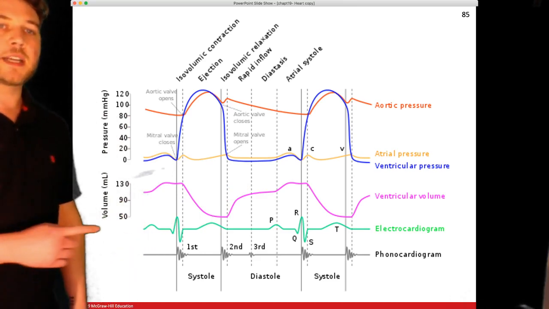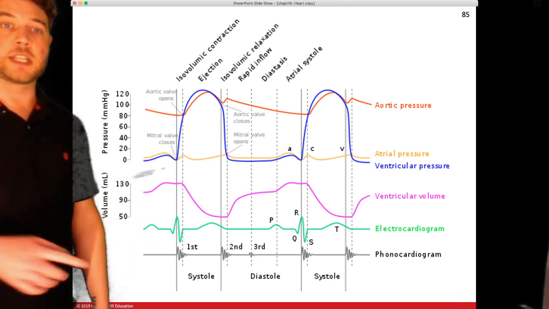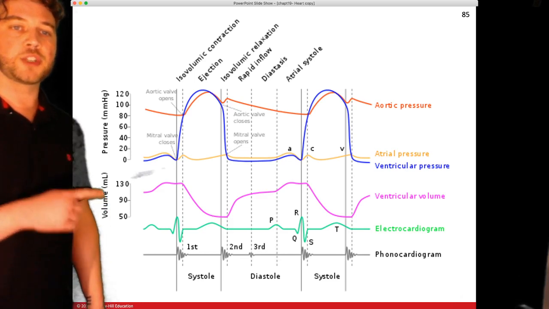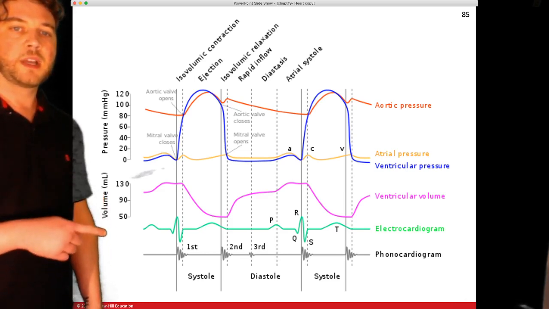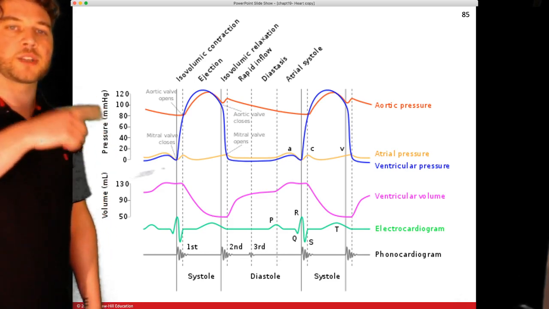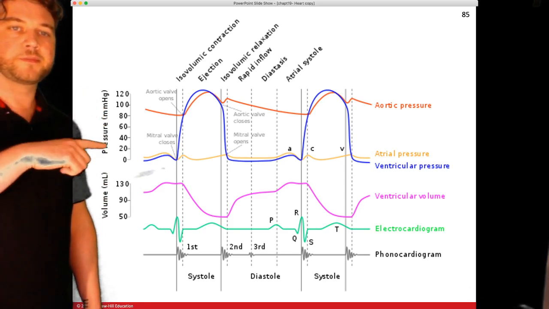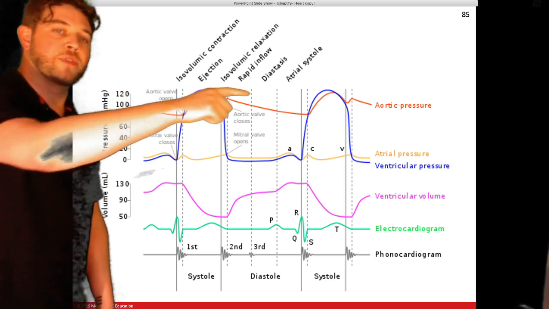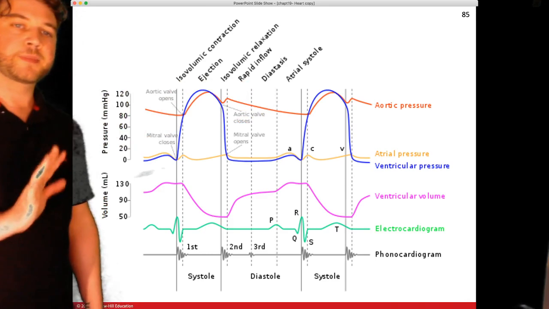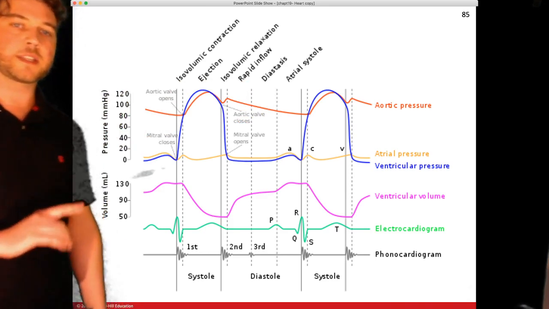So a couple things to look at. Down here, you're measuring a lot of different things. Down here, you have the volume changes in your atria and ventricle. And then up here, you have your pressure changes in your atria and your ventricle. It also talks about the different phases of the cardiac cycle. Okay, so we'll go slow with this.